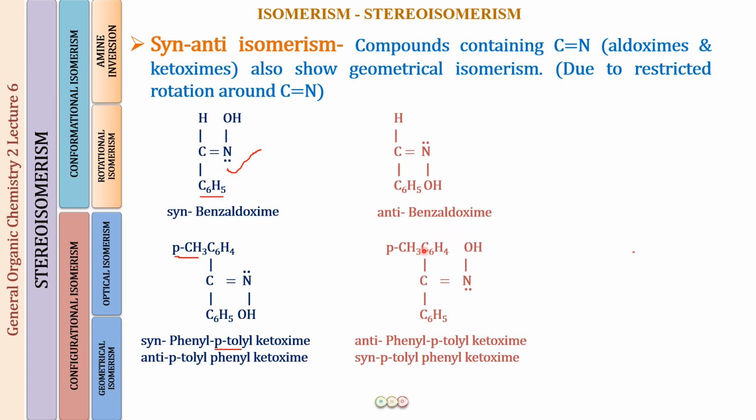Whatever group you are writing first, just mention its relationship with the OH as syn or anti, and then write the other group, and that is going to be your ketoxime.